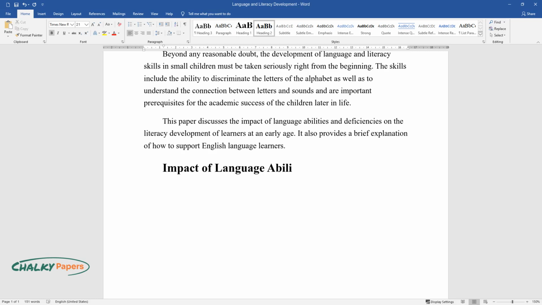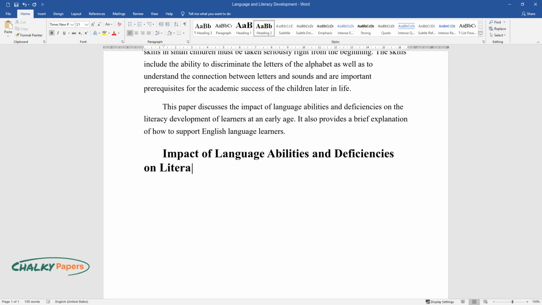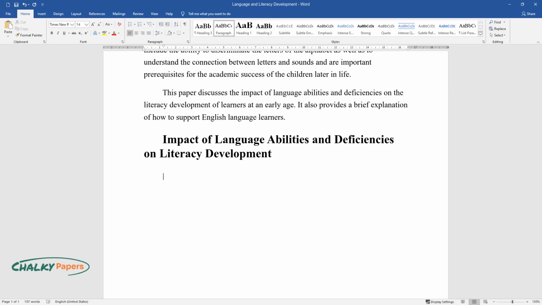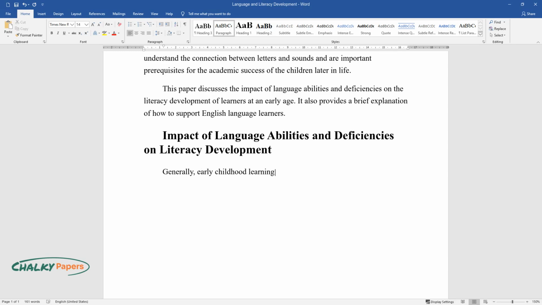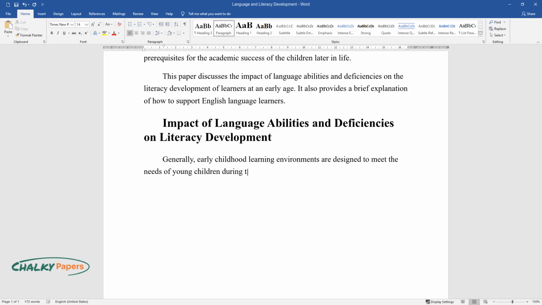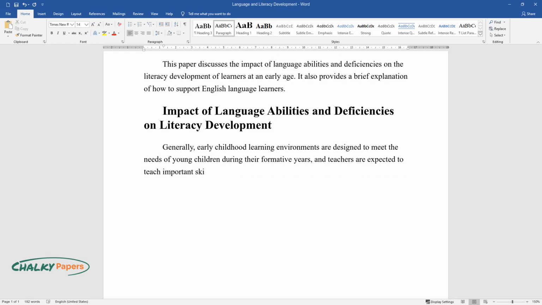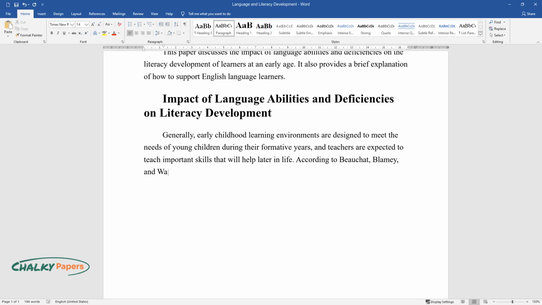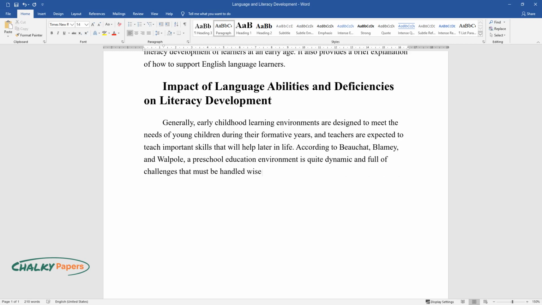Impact of language abilities and deficiencies on literacy development. Generally, early childhood learning environments are designed to meet the needs of young children during their formative years, and teachers are expected to teach important skills that will help later in life. According to Beauchat, Blamey, and Walpole, a preschool education environment is quite dynamic and full of challenges that must be handled wisely by the teachers.